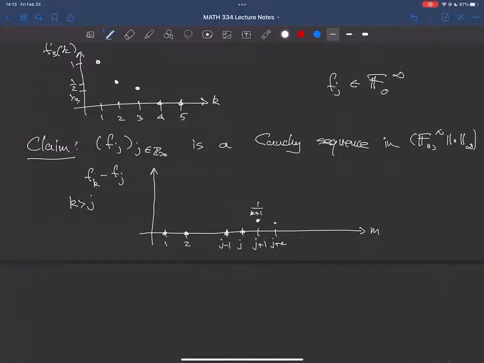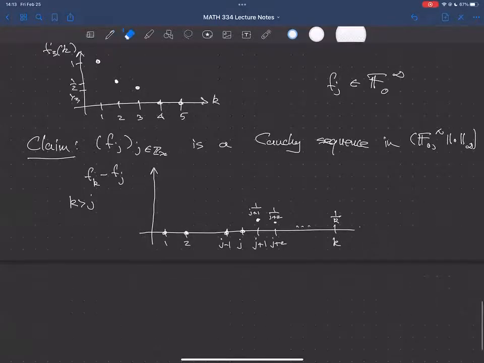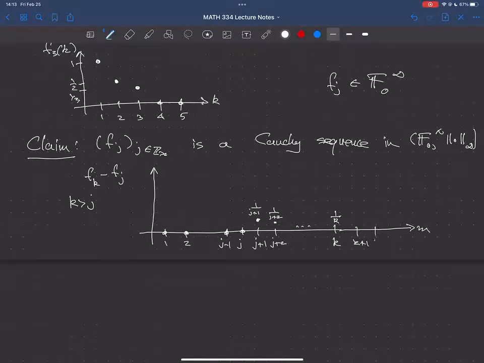Okay, and it'll decrease, sorry, I apologize. That's 1 over j plus 1. The value here is 1 over j plus 2. And I keep going, okay? And I go along out here until I reach k, and then the value here of fk will be 1 over k. And then forever after, k plus 1, k plus 2, and so on, the value of fk minus fj will be 0.